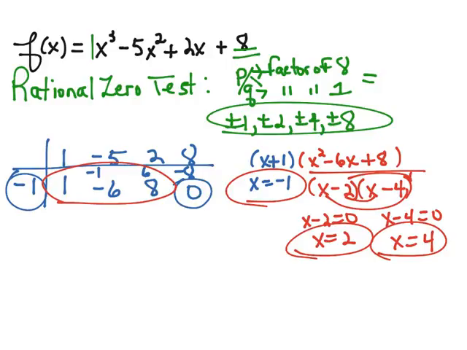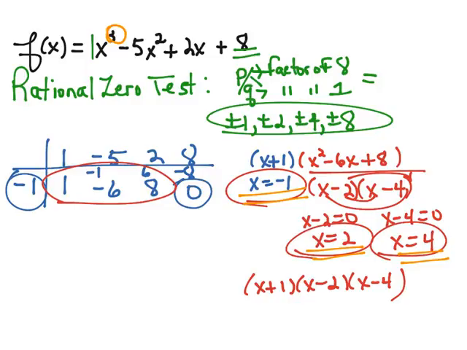The factored form of this polynomial is x plus 1 times x minus 2 times x minus 4. Now note, if we go back and look, the degree of our polynomial was 3, and that means that we should have had 3 zeros, provided that we count multiplicity appropriately. And so that is how we would use the rational zero test to get us started to solve this polynomial and find its zeros.